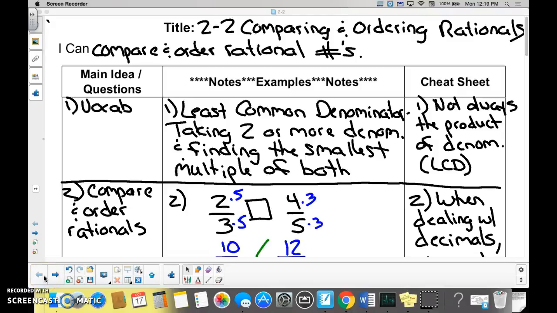What did we do today? Kane, go. Louder, Kane. Comparing and ordering rationals. We compared and we ordered rationals. And what was the I can statement that Bridget can now do? I can compare and order rational numbers. Is that true, Bridget? Yep.